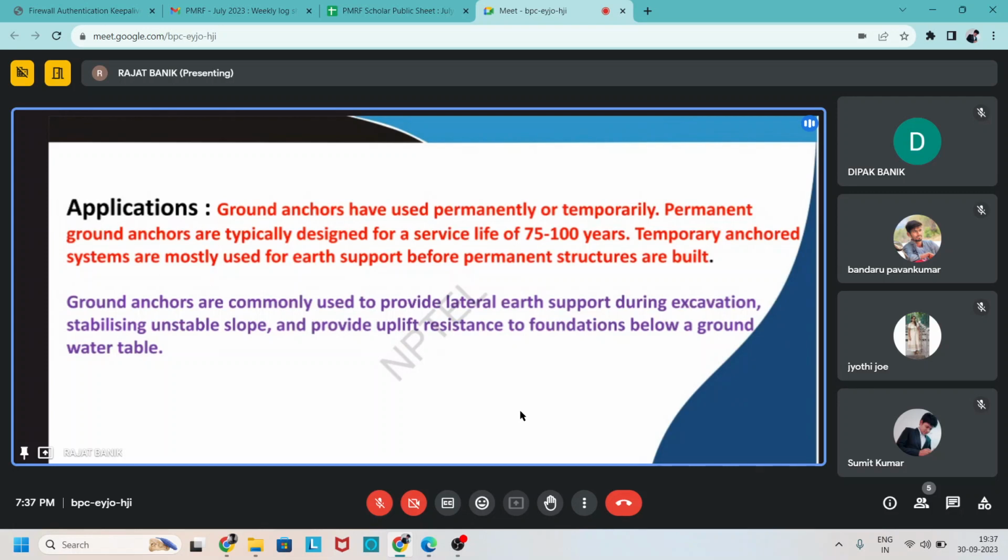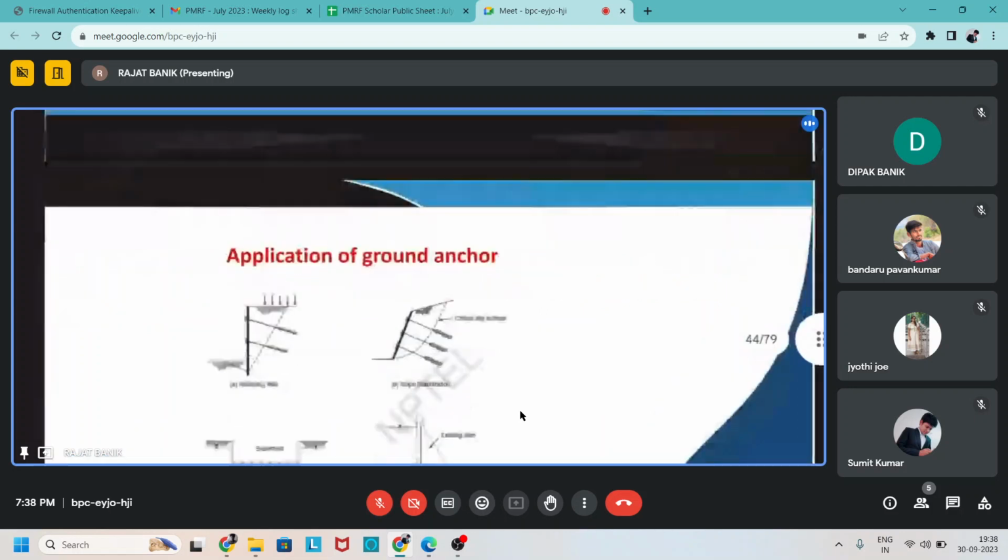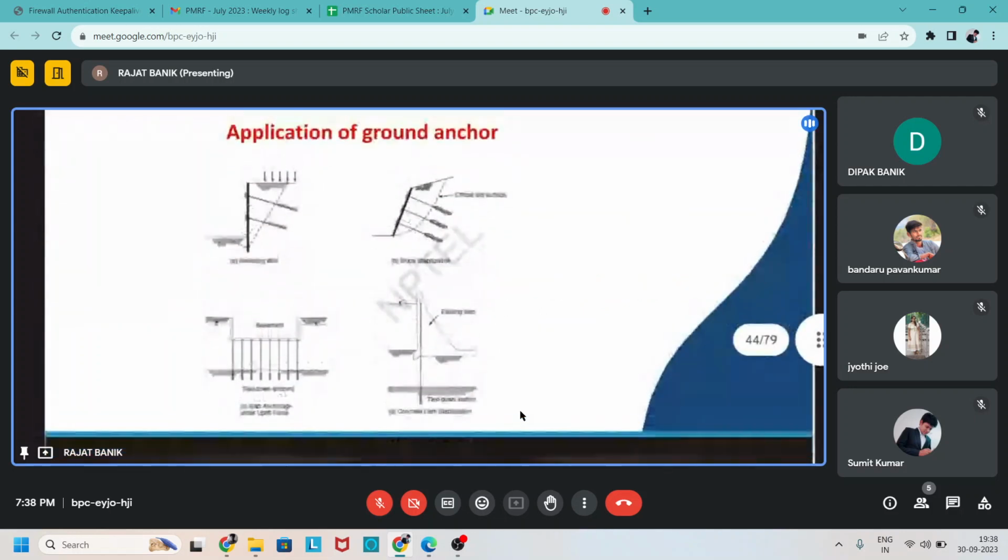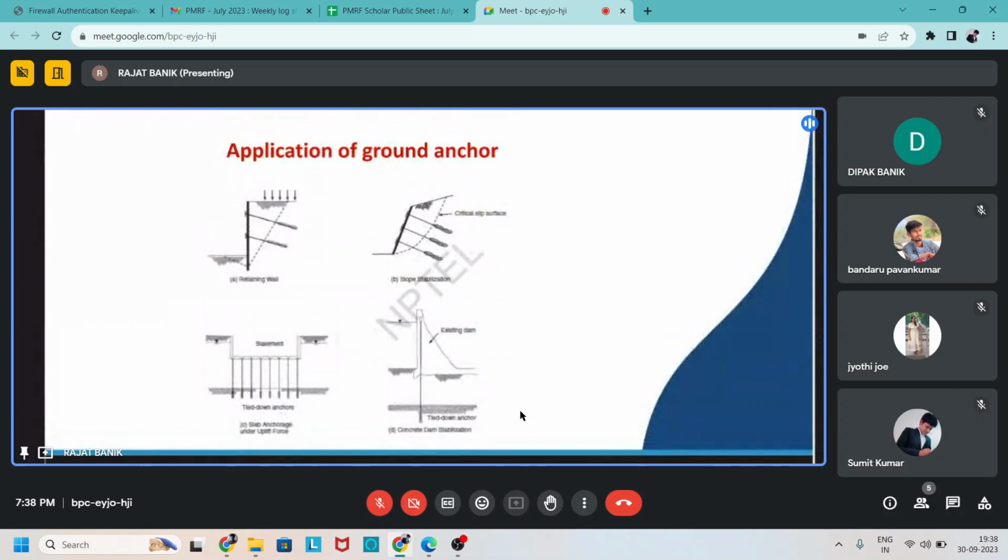This ground anchor is advantageous over the soil nail because the soil nail is not used below the ground water table, but this anchorage is mostly used below the ground water table to resist the uplift force during foundation construction. Then we discuss the different applications of the ground anchor with some schematic diagrams.